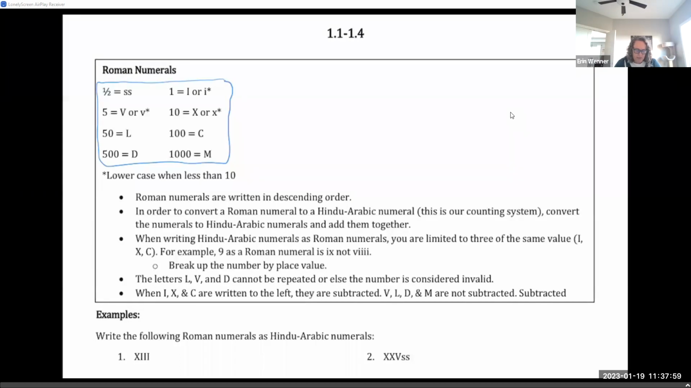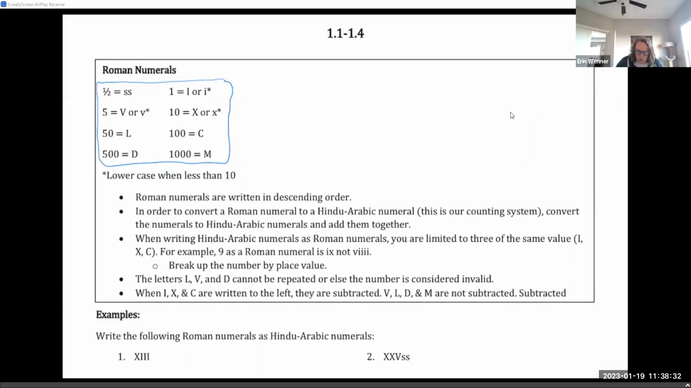Capital I or lowercase i is the number 1. Capital X or lowercase x is the number 10. Capital L is the number 50. Capital C is the number 100. Capital D is the number 500. And capital M is the number 1000. And so we can build all of the numbers in our Arabic counting numbers, or Hindu Arabic numerals, excuse me, based upon just those eight characters.